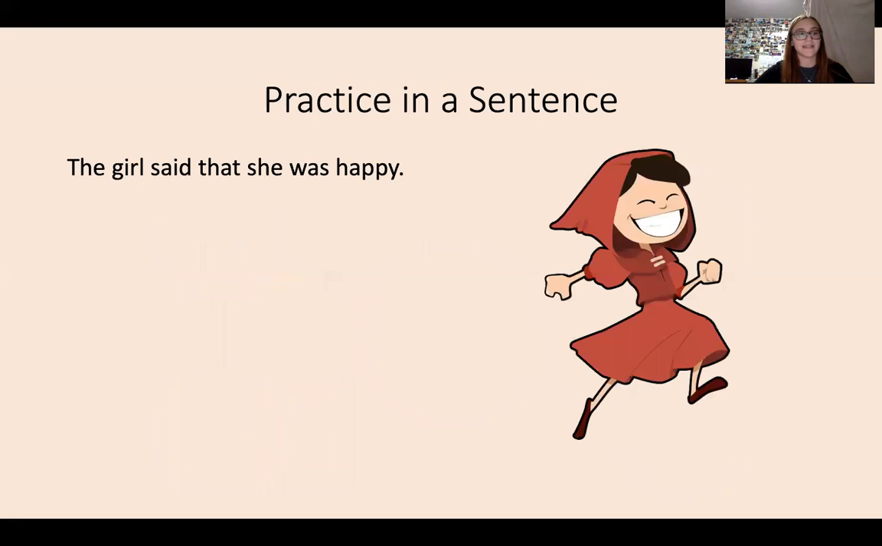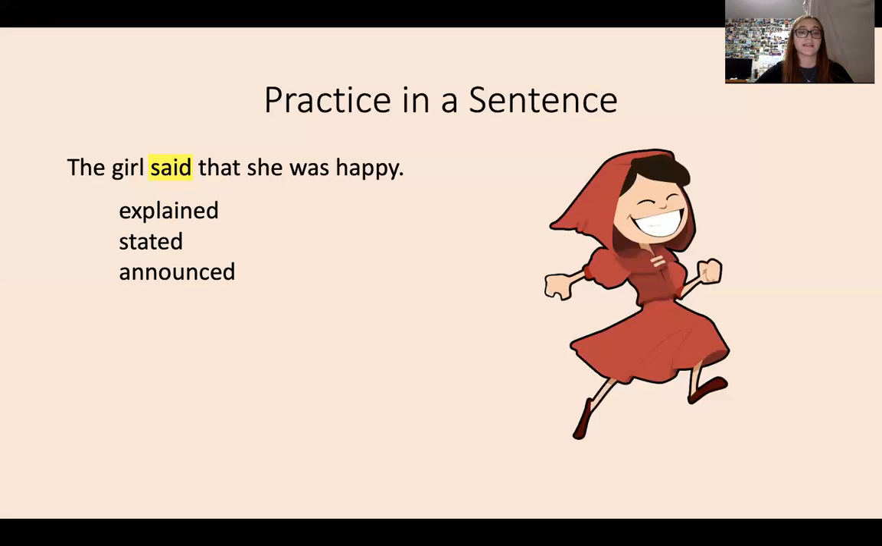Now let's try a sentence. This girl right here looks so happy. We could write the sentence, the girl said she was happy. This sentence is strong, but some words could be stronger. Let's take the word said. Write the word said on your paper. What are some synonyms for the word said? Pause this video and try writing a couple.